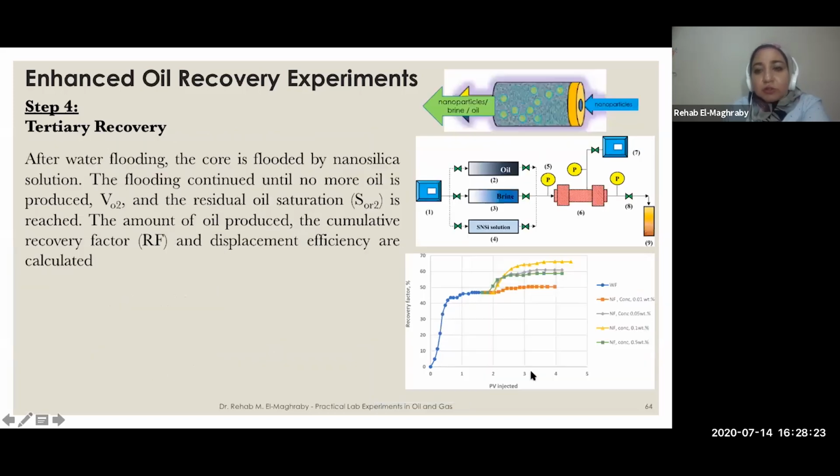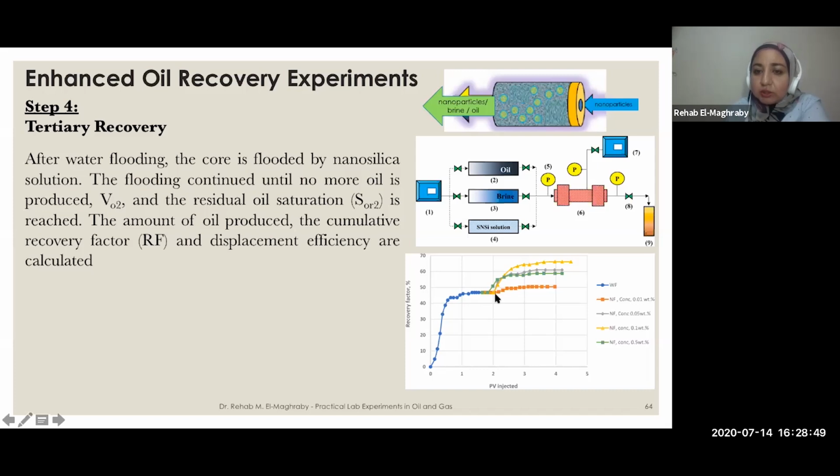The fourth step is the tertiary recovery. So for the tertiary recovery experiment, now you are injecting brine. So we reached this step. In this step, we will start from this point and we will use our enhanced oil recovery fluid. In this case, it's a nanosilica. So what will happen here is, we reached the end of water production, where no more oil is produced.